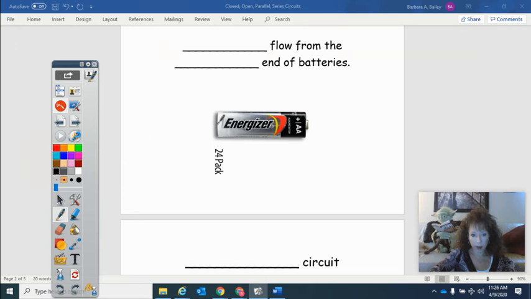But the electrons are going to flow out of the negative end of a terminal, make a complete circuit, and back into the positive end. Okay, so this is my negative end. This is my positive terminal. And they come out this way. So I'm going to draw little arrows.